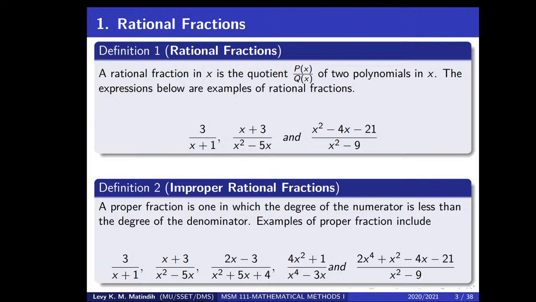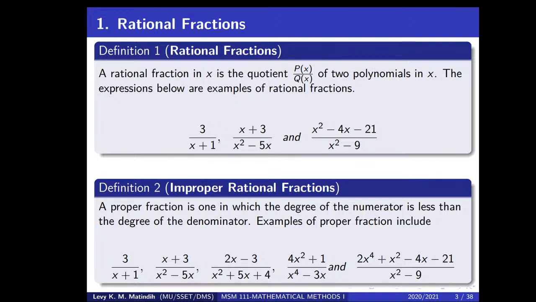Now, from the rational function definition, we also have what we call improper rational functions. We have proper and improper. A proper fraction is one in which the degree of the numerator is less than the degree of the denominator. So if you have a fraction where the degree of the numerator is less than the degree of the denominator, then we call those proper fractions, or rather proper rational fractions.